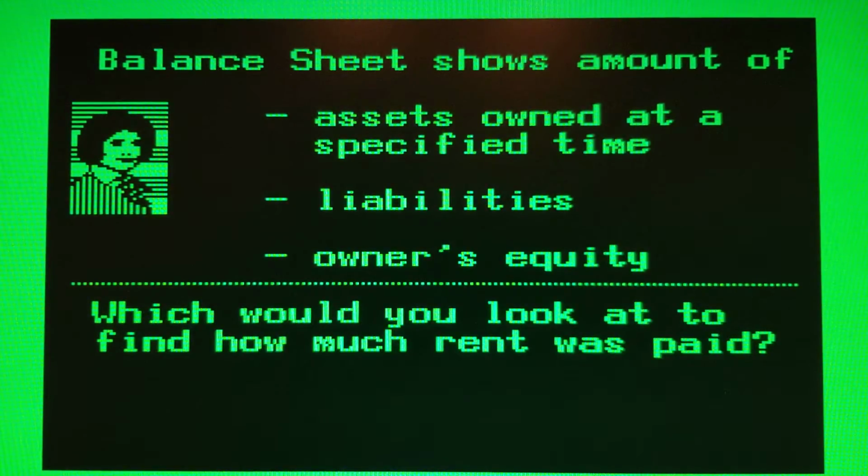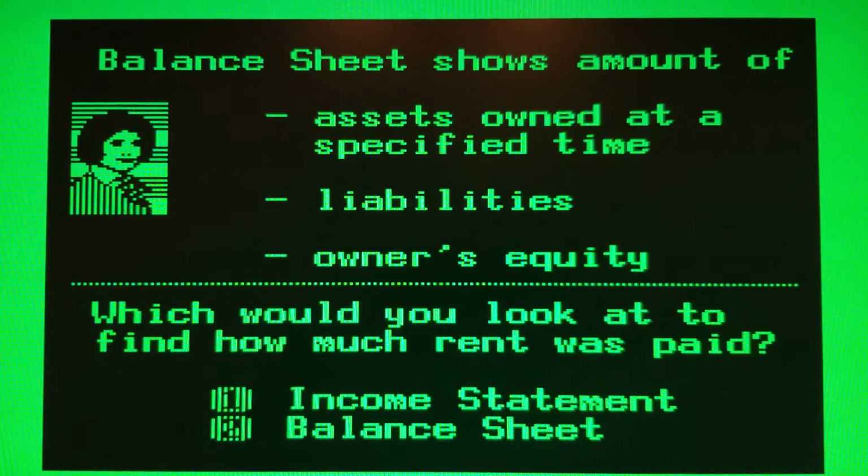Which statement would you look at to find out how much rent was paid?